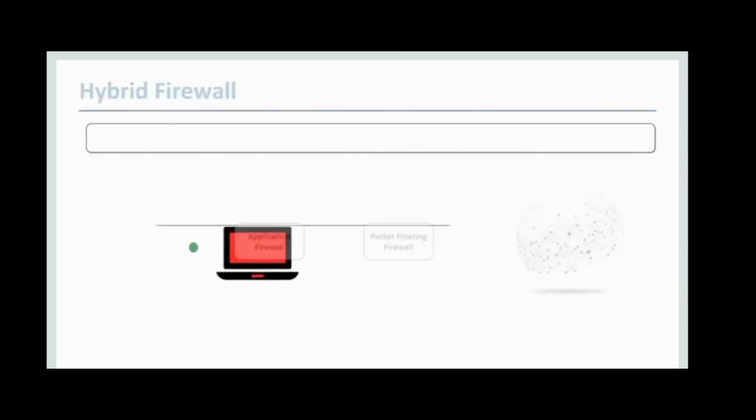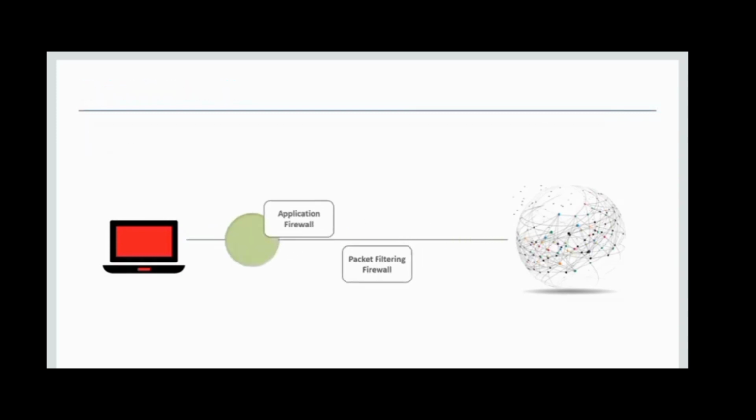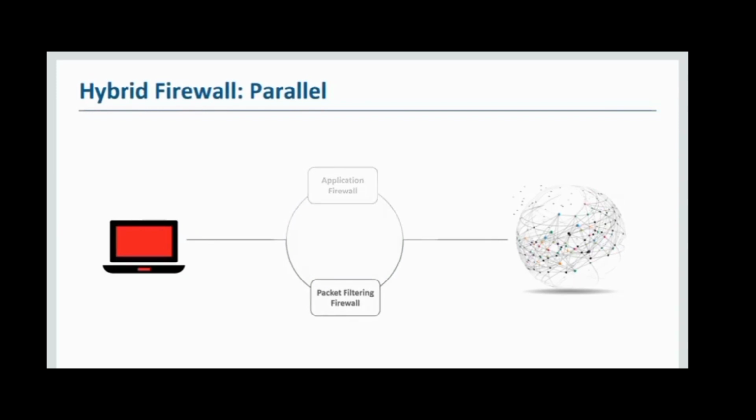Last but not least is the hybrid firewall, which is a combination of an application firewall and a packet filtering firewall. They provide much higher security, but it should be noted that they must be applied in series. When they're applied in parallel, the security is brought down to the level of a packet filtering firewall, and the network acts like the proxy firewall doesn't exist at all. Now, that was all about firewalls.